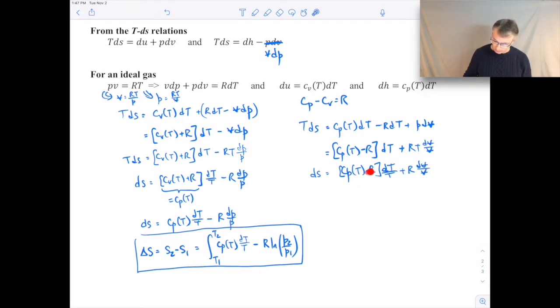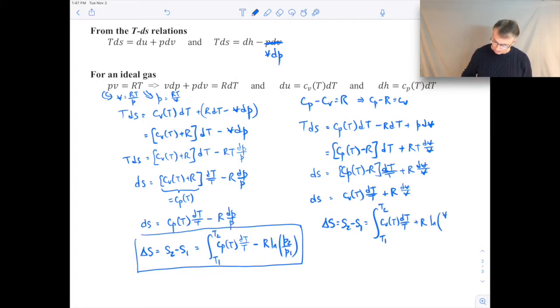Notice that Cp minus R is just going to be Cv. So then this becomes ds equal to Cv, which is in general a function of temperature, times dT over T, plus R dV over V. We can integrate both sides, and we're left with delta S, S2 minus S1, is the integral of Cv(T) dT over T, going from T1 to T2, plus R times the natural log of V2 over V1.